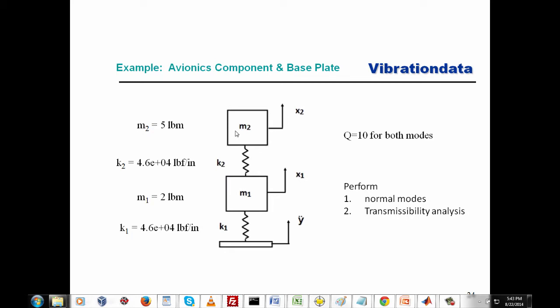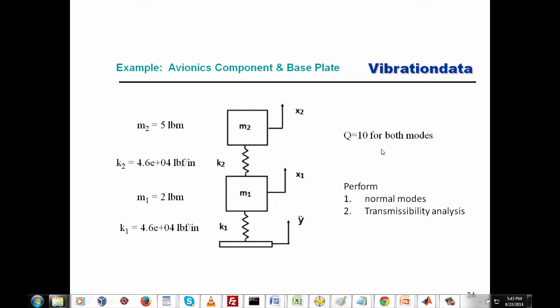So the top mass, M2, is going to be 5 pounds. The bottom mass for the base plate, M1, is going to be 2 pounds. The stiffness values we're going to choose to be the same, and each is going to be 4.6 times 10 to the 4th pounds force per inch. And the damping is going to be Q equal to 10. That's actually the amplification factor. That will be for both modes, and that's equivalent to 5% damping.